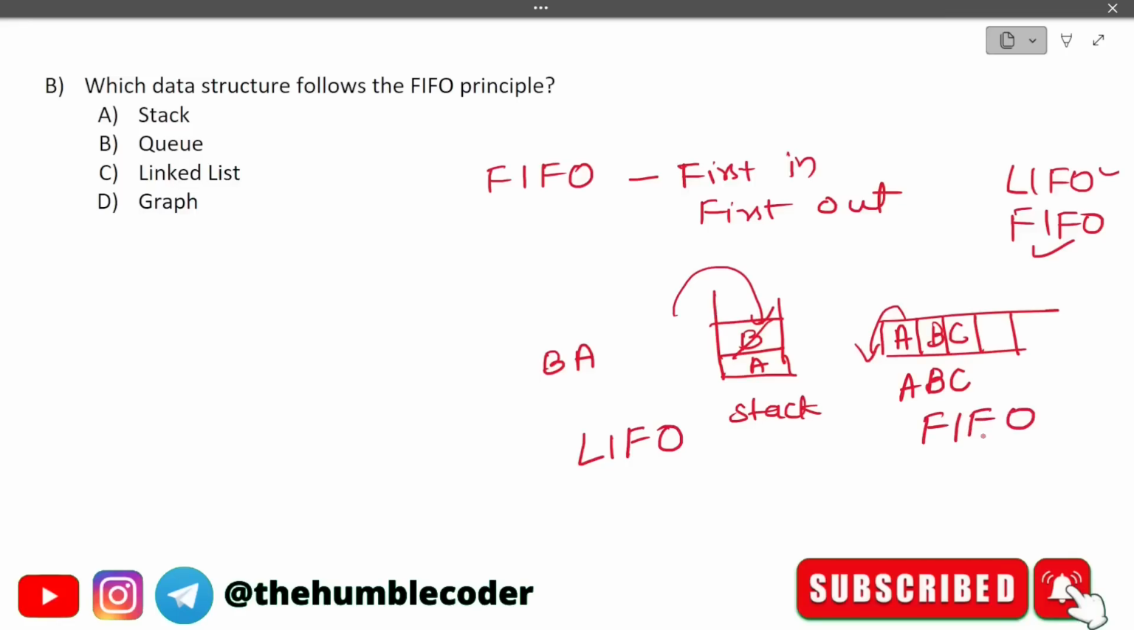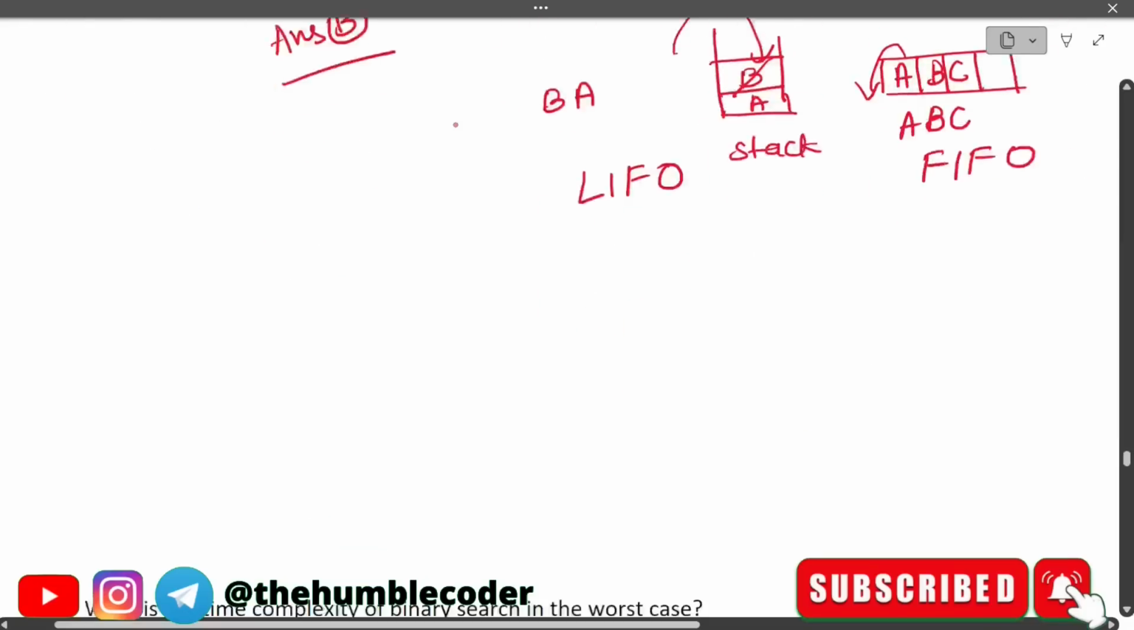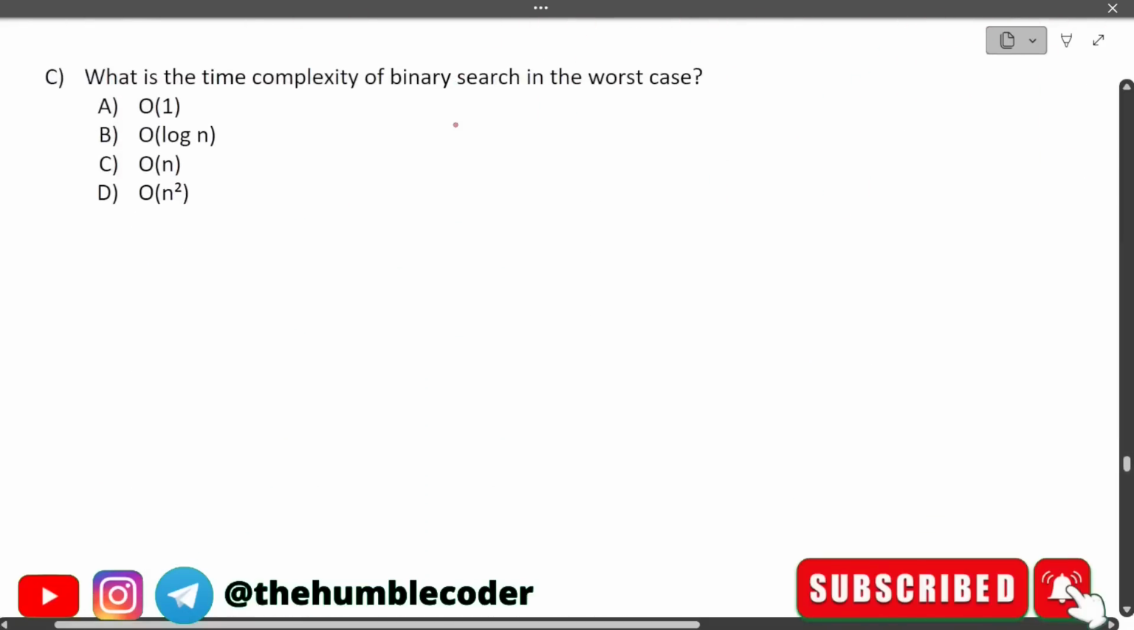So the options that we have are stack, queue, linked list and graph. So I hope now you have got the answer for this. The correct answer is option number B, which is queue. So queue follows the FIFO principle, which is first in, first out. Moving on to the next question.